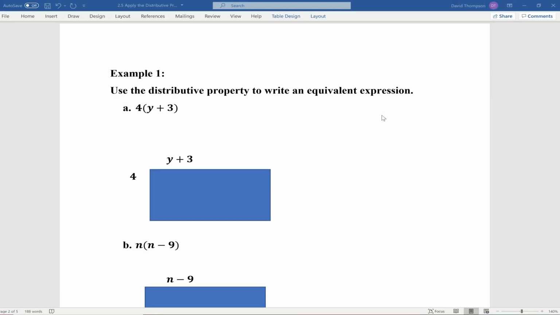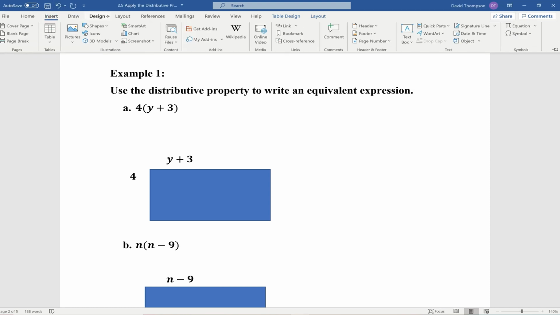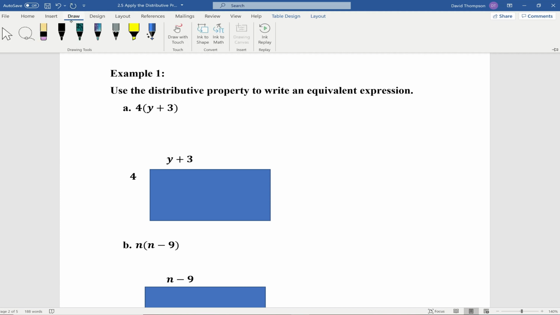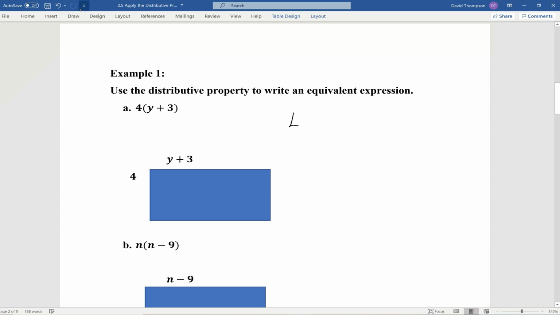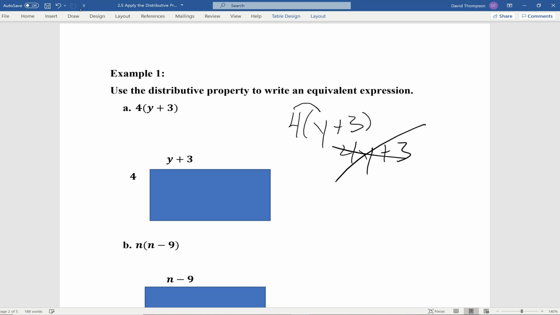Example 1. Use the distributive property to write an equivalent expression. So we have 4 times the quantity of y plus 3. We're going to use an area model and also the traditional distributive property. A lot of times when we use the distributive property, the common mistake is that students would just do 4 times y plus 3. That's not what you want to do. You have to distribute all the way through, multiply to everything.